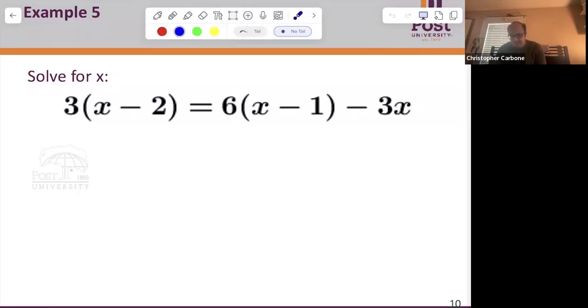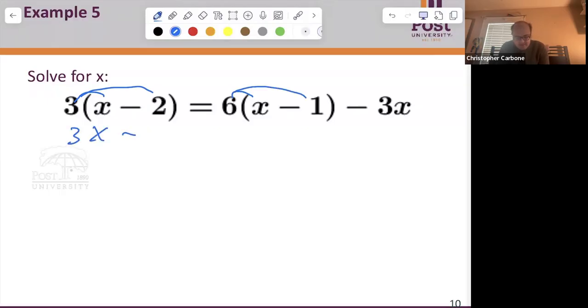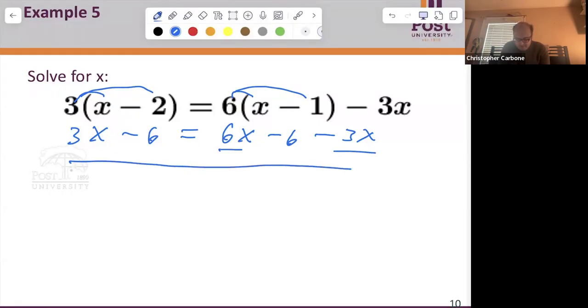So we are going to have to distribute the 3 and the 6 on both the left and the right-hand side here. On both of these, there and there. So 3x minus 6 is equal to 6x minus 6 minus 3x. And on the right-hand side, we can combine the 6x and the negative 3x. So that becomes 3x minus 6 is equal to 3x minus 6.